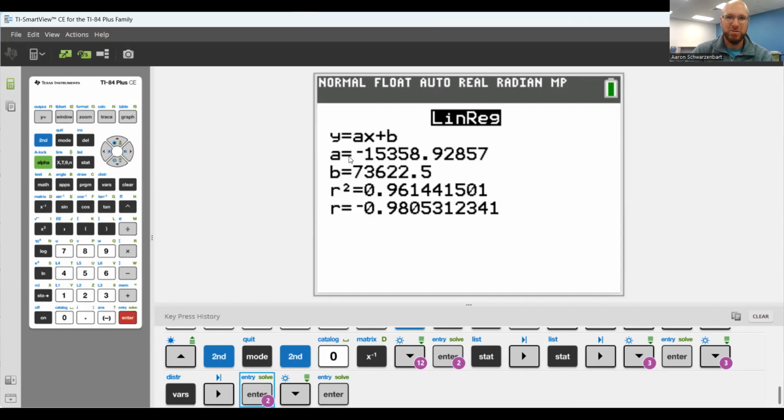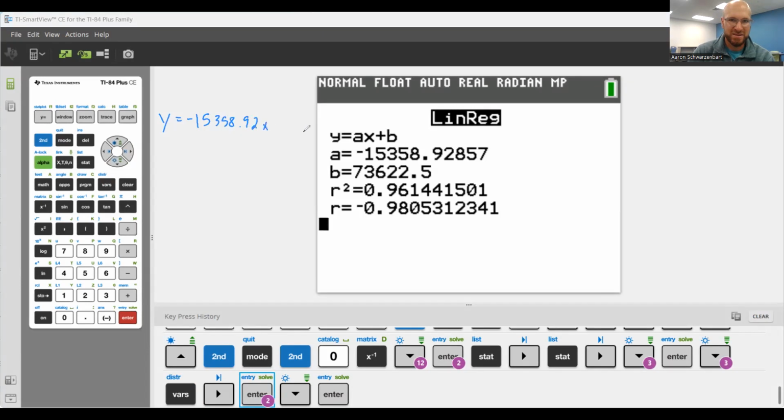And I now know my equation for my line, and you must write it this way, do not write a and b. It is negative 15,358.92x plus 73,622.5. Again, we've done a bunch of this, but here's my new thing.